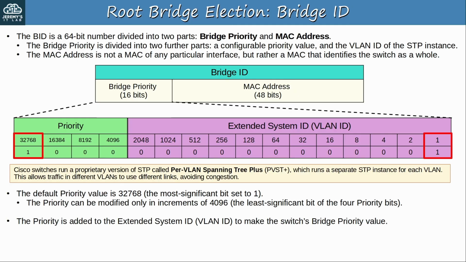What is the point of adding the VLAN ID to the priority? Well, the STP standard mandates that each switch must have a unique bridge ID. Each VLAN on a switch operates like a standalone virtual switch, sending its own spanning tree BPDUs. So, to comply with the standard, that VLAN ID is added to the priority, ensuring that each virtual switch has a unique bridge priority, and therefore a unique bridge ID.